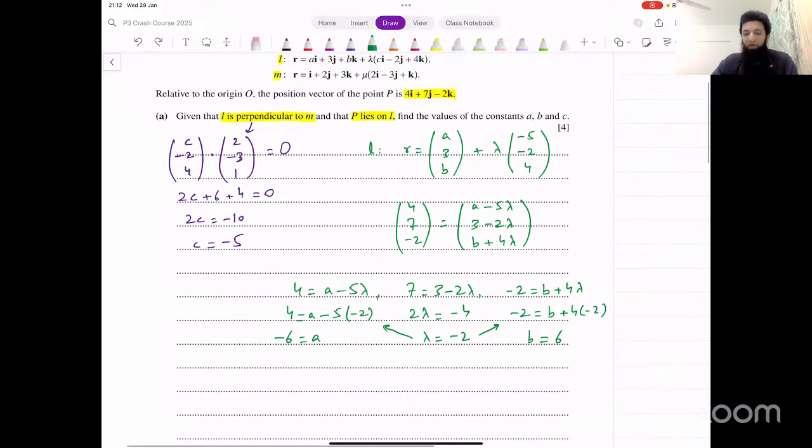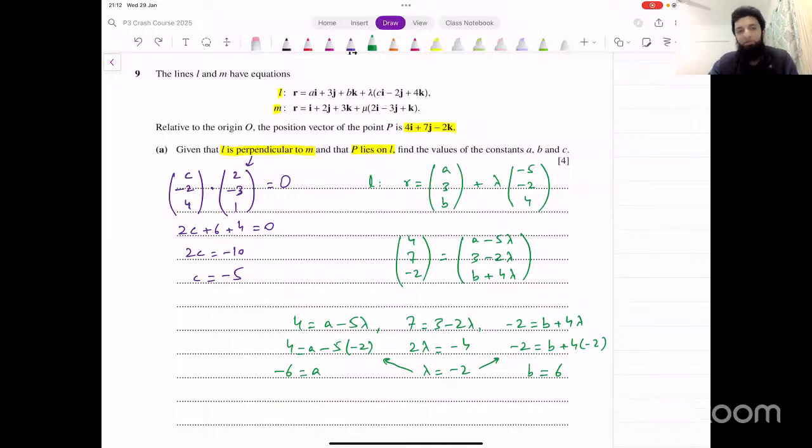So if a point lies on a line, that means it should satisfy the equation of the line. You put that position vector in place of r, and the equation should be satisfied. That means the x component should be equal, the y component should be equal, and the z component should be equal on both sides of the equation. All right, so we have the values of A, B, and C from here. That's the first part. Let's look at the next one now.